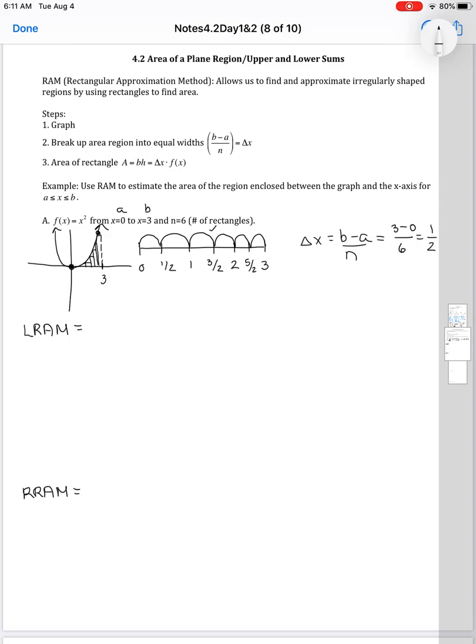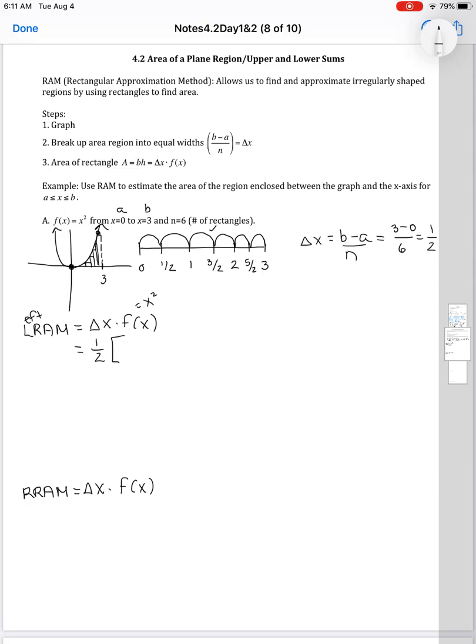So these take a lot of time. They're not difficult, but please make sure that you are writing each and every step out, or else you are going to lose the credit for not showing all the work. So the formula you're supposed to use is delta x times f of x, and that goes for both of them. Okay, and LRAM, again, stands for left rectangular approximation method. So the delta x we know is 1/2.